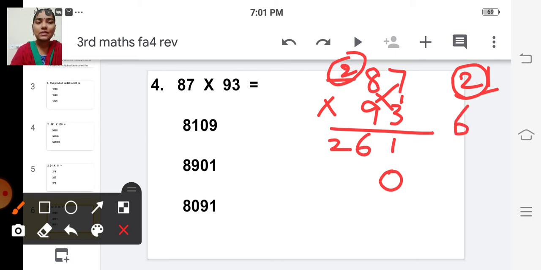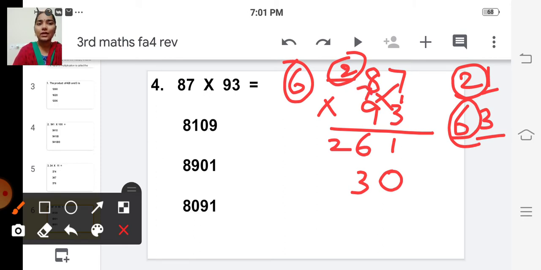So 9 sevens are 63. So write this 3 here and carry over this 6 to the next place. And now multiply 9 into 8. 9 eights are 72. And 72 plus 6 is 78.